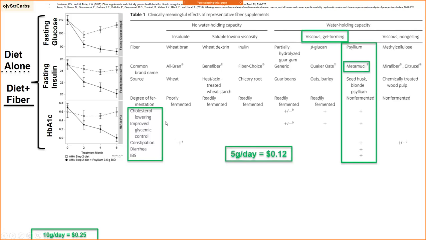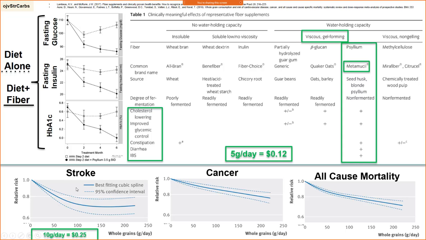That's all good. And here's a table I've boxed for you with the things that I want you to see. They're talking about insoluble and soluble fiber. The best fiber seems to be psyllium. That is Metamucil or various generic brands from Costco and such. Look at these effects: cholesterol lowering, improved glycemic control, helping with constipation, diarrhea, irritable bowel syndrome. It does all of those. And for basically 10 cents a day, you can have 5 grams of that and get this effect. Now, what's interesting is looking at the dosage.